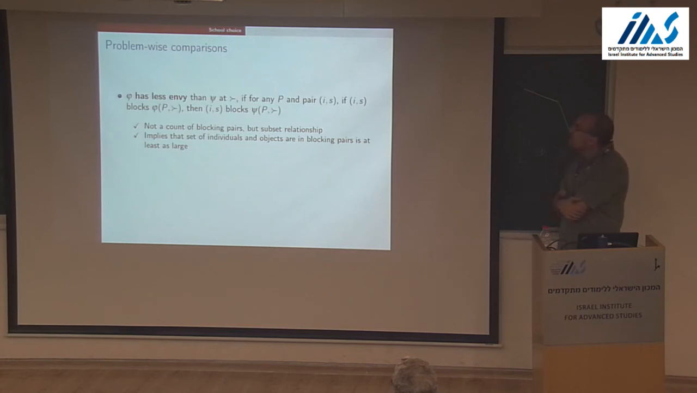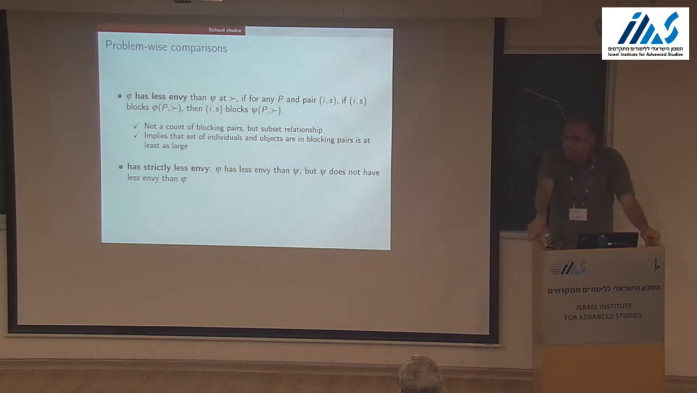Okay. So what am I doing here? I'm coming up with a way to say one mechanism has less envy than another mechanism, and that is a comparison that is a problem-by-problem comparison. And I'm going to say if there's ever a blocking pair under one mechanism, that blocking pair has to be there under the other mechanism. Okay, so this is a subset relationship. I'm looking at the set of blocking pairs. This is not a count of blocking pairs. We can think about a notion of having strictly less envy. So we'll say phi has strictly less envy than psi if phi has less envy than psi, but psi does not have less envy than phi. Okay.